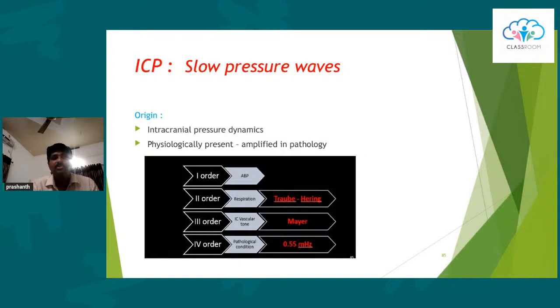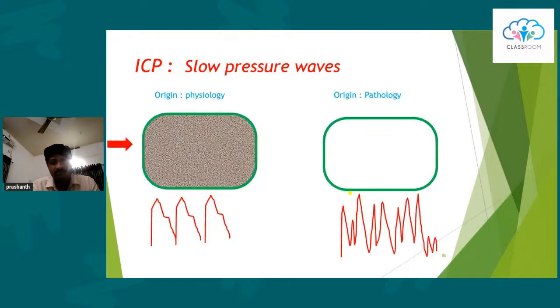So the origin of these slow waves is that they represent the normal intracranial pressure dynamics, and they are present even in physiological conditions. However, in pathology, they are amplified. This is again a schematic diagram. On one side a physiological slow wave, and on the right side a pathological slow wave.